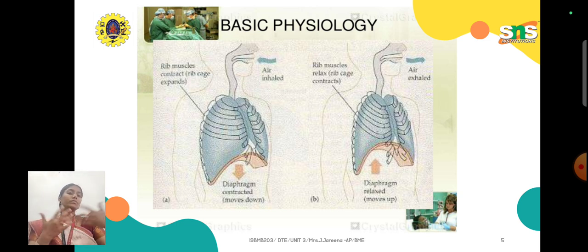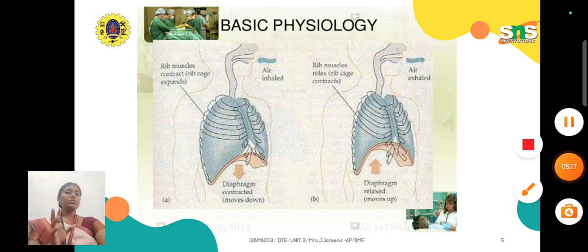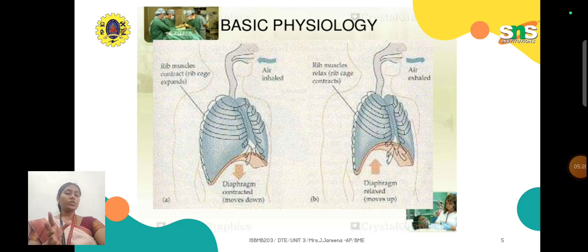So again there is a pressure difference. The tendency, due to the pressure difference, is that from the high-pressure area to the low-pressure area the air flow occurs. Because of this pressure difference, the air inside gets blown out. This is what happens during the basic respiration process, especially inspiration and expiration.